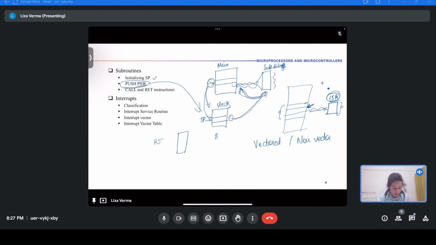RST 5.5. Yes. Ma'am, if you don't mind, can you explain vectored and non-vectored interrupts again, please? Yeah. Okay. So let's say here's the main program, right?